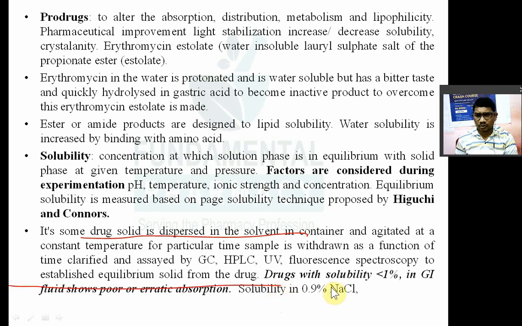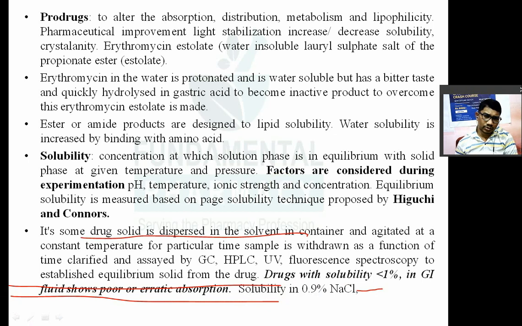Now, a drug with solubility less than 1% in the GI tract will show poor and erratic absorption. It will not be absorbed quickly. How do we measure solubility? We measure solubility in water, that is aqueous solubility, then organic solubility, that is solubility in organic solvents. Solubility experiment is also done by using 0.9% sodium chloride.